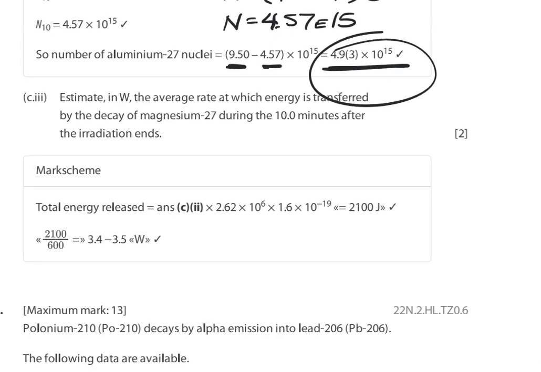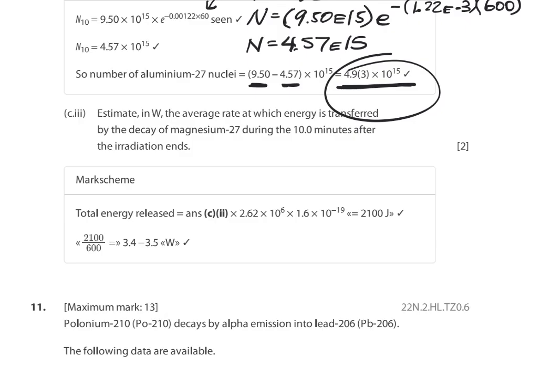And then, yeah, so we have the 4.93 times 10 to the 15 times the 2.62 times 10 to the 6, and then we want to get into joules, so we have the electron volt to joule conversion right here, and that gets us 2100 joules. It would be 2066.66 joules. That divided by the 600 seconds gets us 3.44 watts. So they say 3.4 to 3.5 watts.